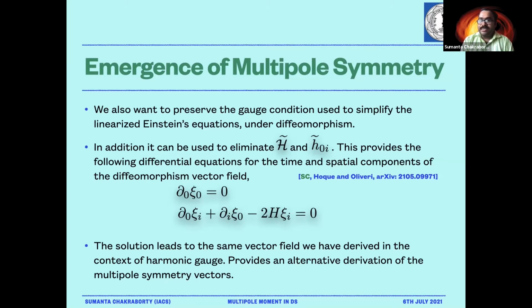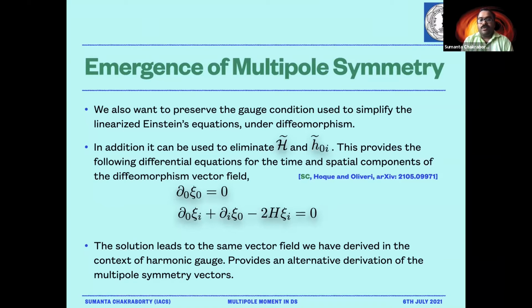That will of course change if I make a coordinate transformation, or in other words under a diffeomorphism. So again, we want to preserve that gauge condition, which gives certain differential equations for this vector field xi. In addition, we know that the gravitational perturbations are also affected by the gauge choices. If we want to eliminate H tilde and H tilde 0i, we know that the degrees of freedom are often hidden in the spatial part of the perturbation. In that case, we obtain the two differential equations, which you can see on the screen, namely del 0 of xi 0 equal to 0, and another equation involving xi i and xi 0.